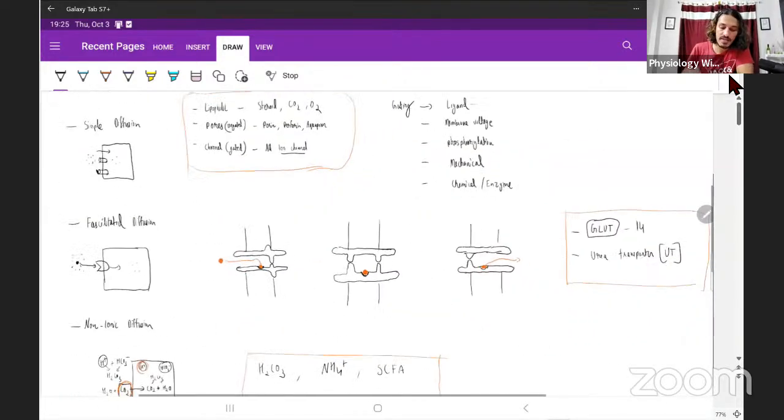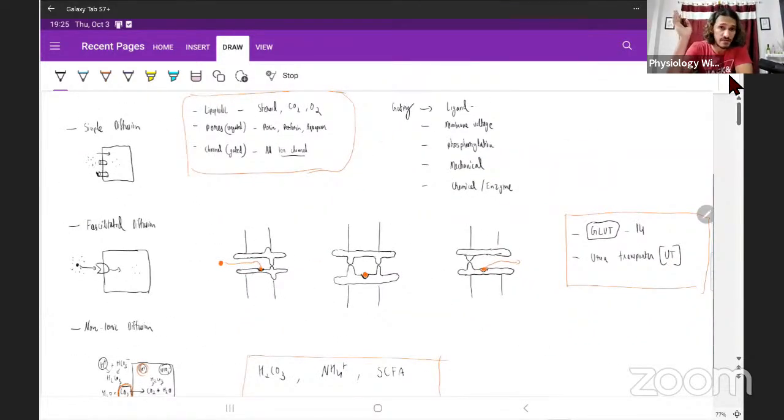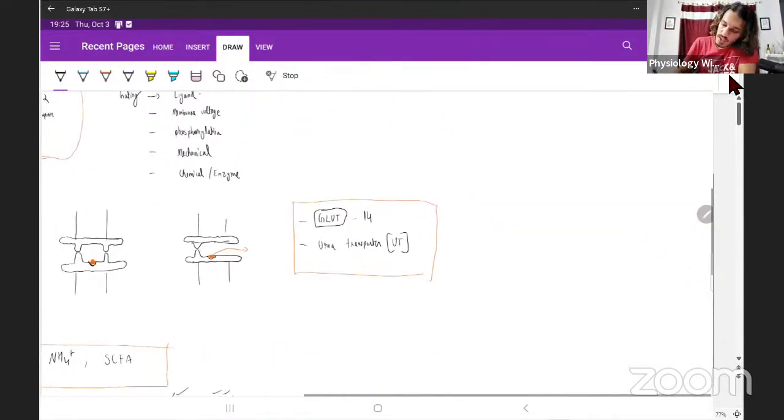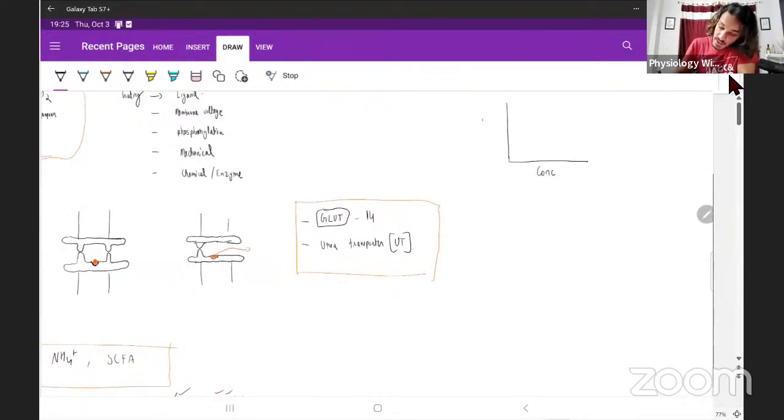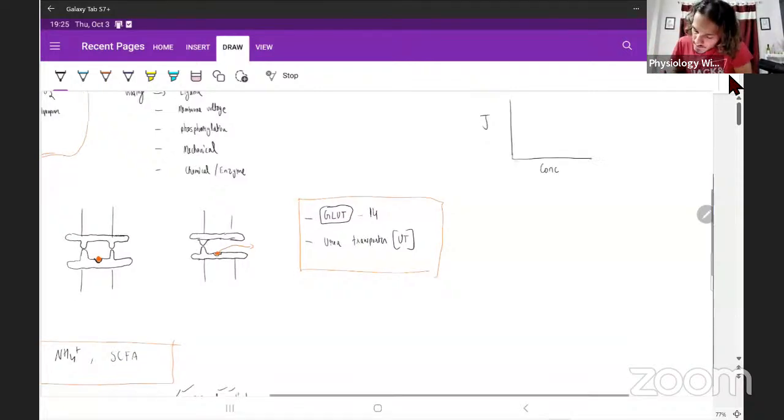Now the next question is difference between simple diffusion and facilitated diffusion. So simple diffusion does not need any carrier. Facilitated on the other hand requires a carrier. So what is the problem with that? So if you were to plot a graph with the concentration of the substance and the rate of flow. Usually when the concentration increases, what is going to happen? The rate of flow keeps increasing.